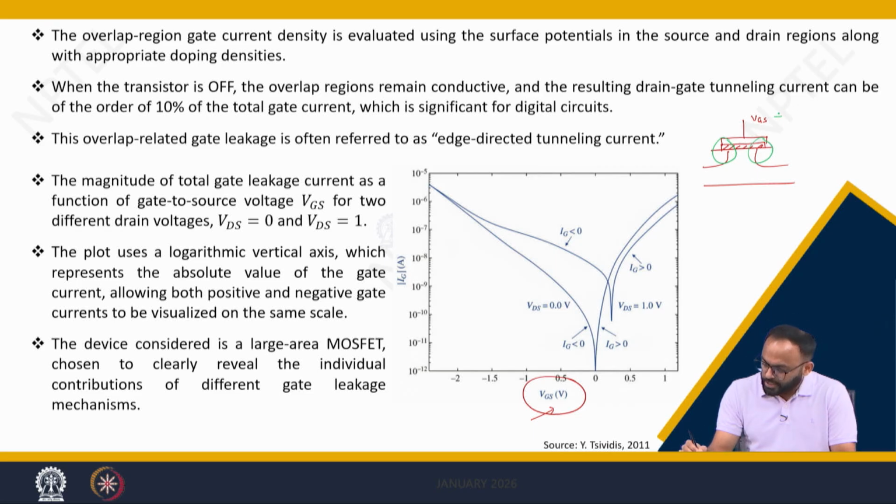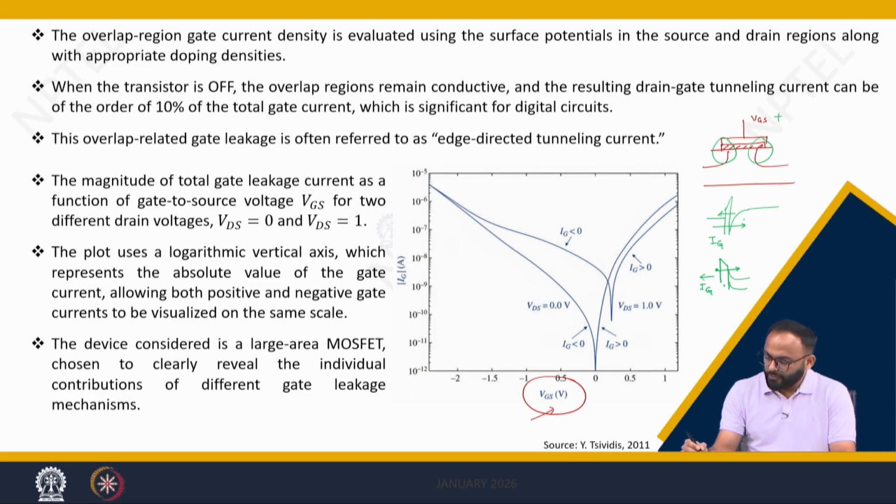Now, if you apply a positive voltage, what will happen? The bending will look like this, and the electron will tunnel from semiconductor to gate, which gives rise to a current in this direction and gives you a positive Ig. However, what if you apply a negative voltage? The bending will look like this, and there is a finite chance that the electron will tunnel from gate to semiconductor. It means it will give rise to a negative current, which is Ig.